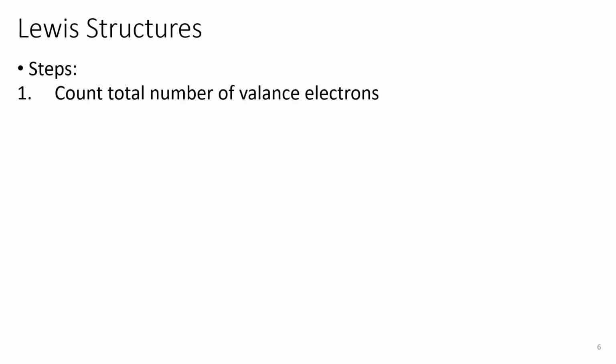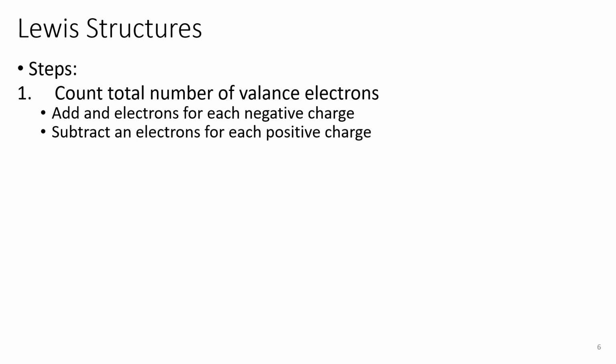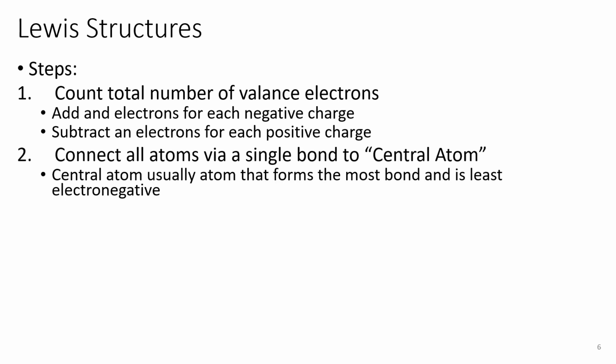The first thing we have to do is count up the total number of valence electrons in our structure. That means I'm going to look at the atoms that I have, how many of each of those atoms, and I'm going to count up all the valence electrons within that structure. From there, I'm going to add an electron for each negative charge. If I'm dealing with a polyatomic ion, I'm going to subtract an electron for each positive charge. So we can adjust those electron counts if we're dealing with charged particles. From there, I'm going to connect all my atoms via a single bond to a central atom.